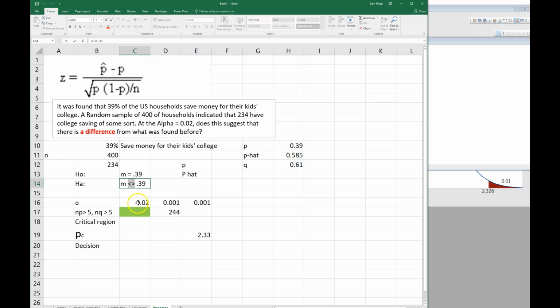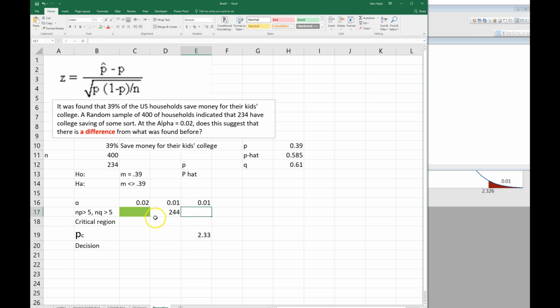And of course, in writing, you should do the equal sign with a little slash through it. To continue with this, alpha is 0.02 at the confidence level of 98%. And of course, that's going to be divided into two critical regions. Each one of them is going to be 0.01, and this is 0.01.